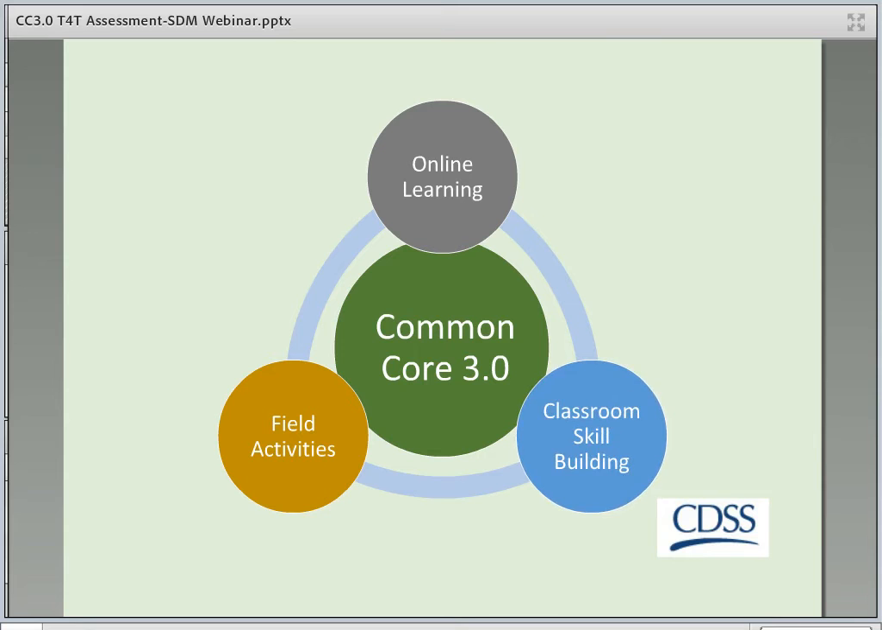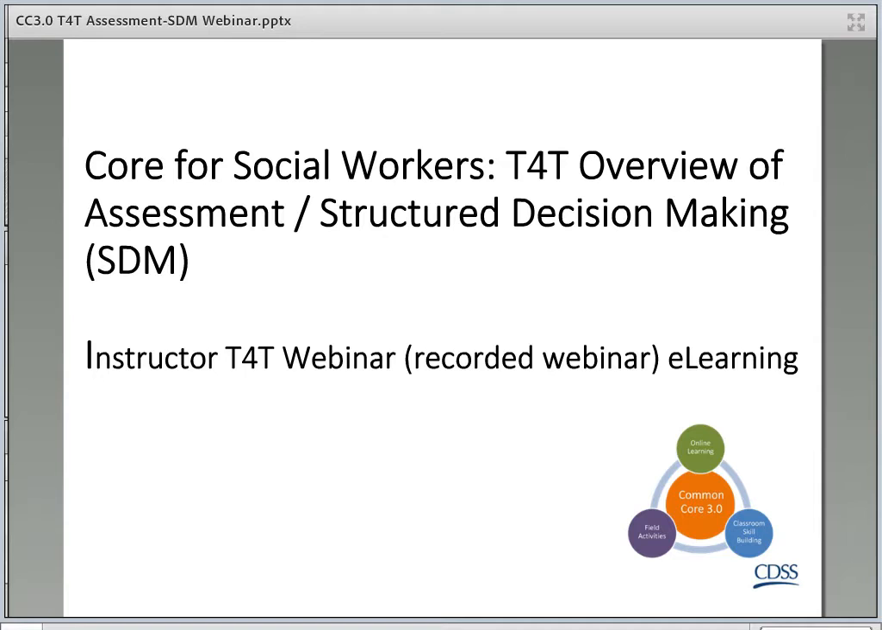This T4T provides a general overview of basic child welfare assessment procedures, best practices, and the structured decision-making system integrated throughout CORE classes. As a CORE instructor, it is important that you have a basic understanding of key foundational assessment practices used in child welfare in California, including standardized structured decision-making, or SDM, assessment tools. This course will take approximately 1 hour to complete.